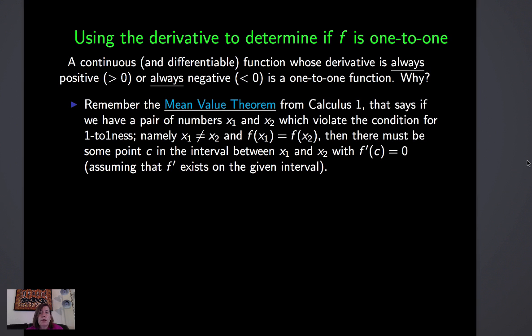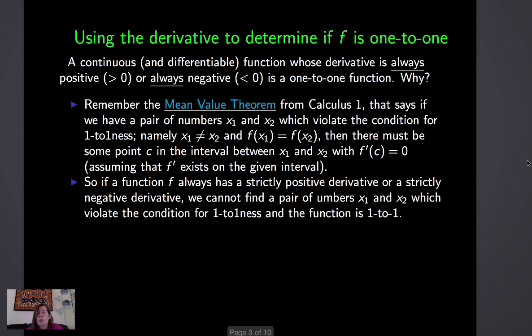Recall that if we have a function which is differentiable on an interval, and we have two numbers x1 and x2 for which f of x1 equals f of x2, then there has to be some point c between x1 and x2 where the derivative is 0. Therefore, we can't have two numbers x1 and x2 which violate the condition for one-to-oneness if a function always has a strictly positive or a strictly negative derivative.